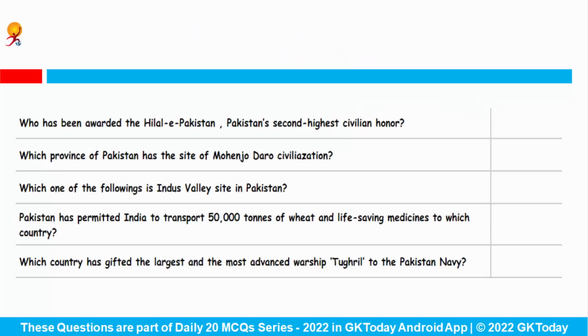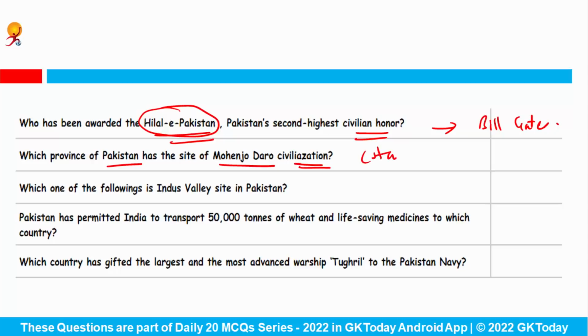Who has been awarded the Hilal-e-Pakistan, Pakistan's second highest civilian honor? First of all, do remember that the second highest civilian honor of Pakistan is Hilal-e-Pakistan, and it has been given to Bill Gates. Next question. Which province of Pakistan has the site of Mohenjo-daro civilization? This is your static GK, and the answer is Sindh.